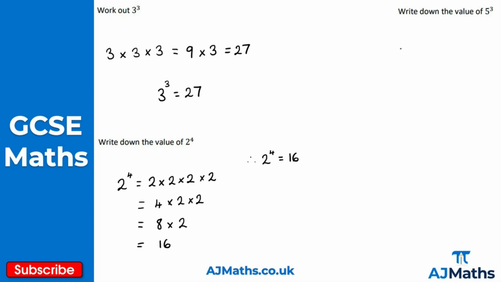Moving on to the final one on this page then, we're asked to write down the value of 5 to the power of 3. So this should hopefully become quite straightforward at this point. So 5 to the power of 3. Well, we start with our base here of 5, times it by 5, that would be 5 squared. And then because it's 5 to the power of 3, 5 cubed, we times it by 5 one more time.